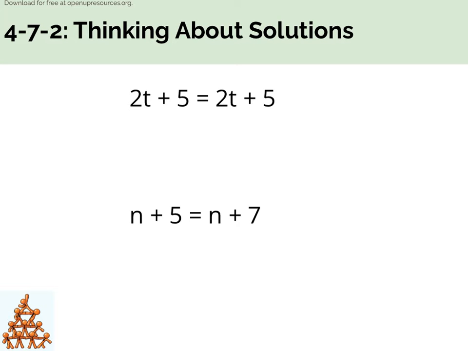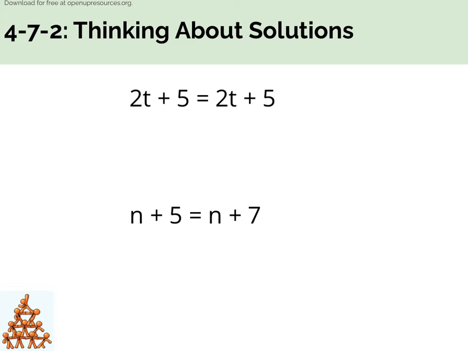All right, so this is not in your book, but I want to talk about it, so you probably want to write it down. What we're going to do is think about solutions. Notice on this top one we have 2t plus 5 equals 2t plus 5. We want to think of numbers that we can put in for t, and pretty much any number we put into t works. So notice, does 2t plus 5 equal 2t plus 5?